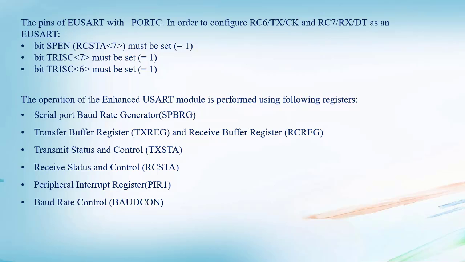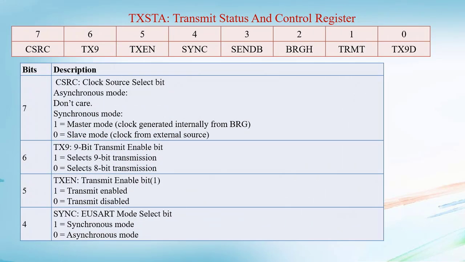Next, TXSTA register, that is transmit status and control register. This TXSTA register is an 8-bit register used to select the synchronous or asynchronous modes and data framing size, among other things. The BRGH is used to select the highest speed for the transmission.